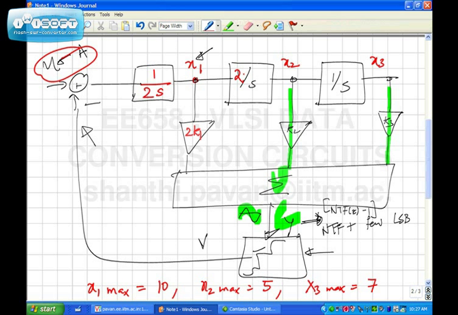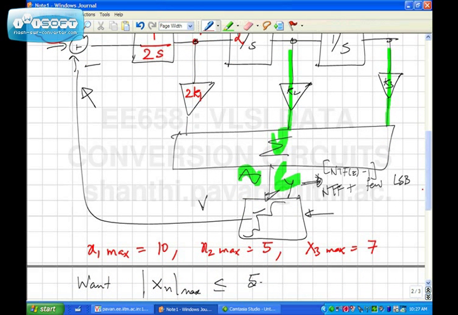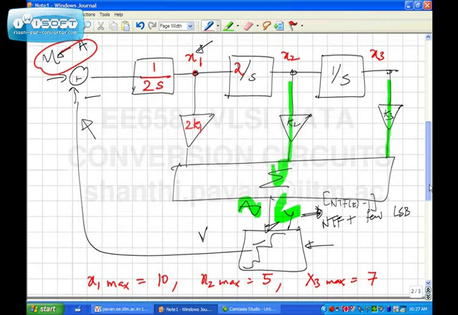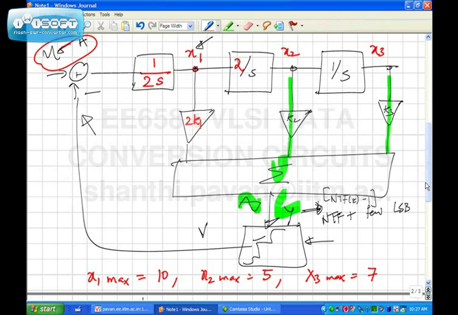Alright. The next thing to do is to look at x2. But x2 max is 5 already. So, I don't need to do anything to it. The third culprit is x3. Alright. x3 max is 7, but I want to make it 5. So what will I do? I multiply it by... what else should I just multiply k3 by?